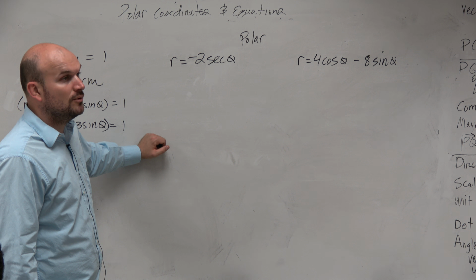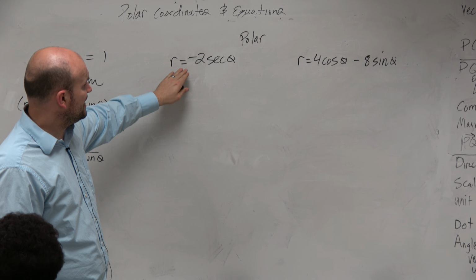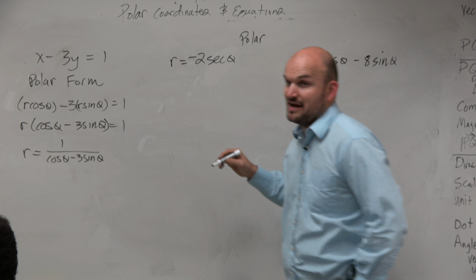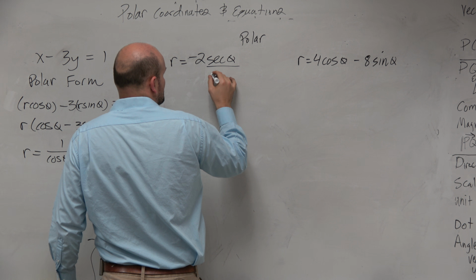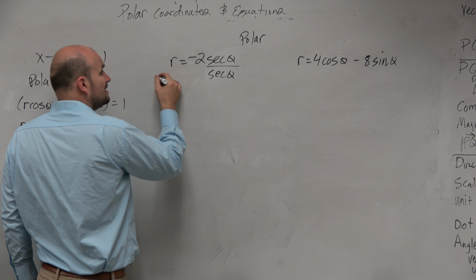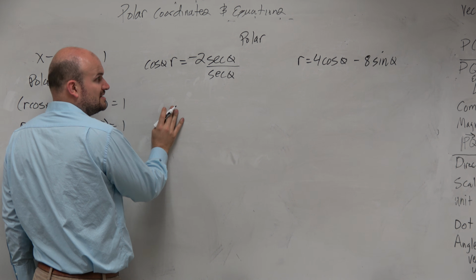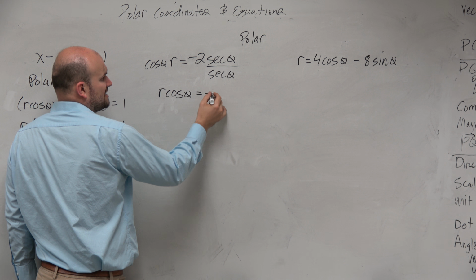So what if we had secant of theta? Well, let's try to get the r's next to each other. If I want to get rid of this secant, I could divide by secant. But dividing by a number is the same thing as multiplying by its reciprocal. So the reciprocal of secant is cosine. So multiplying by cosine is the same thing as dividing by secant. Yes? So now I have r cosine of theta equals -2.